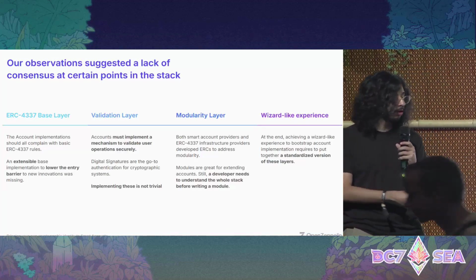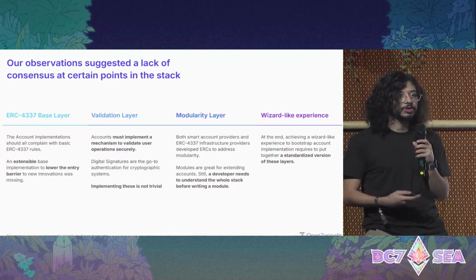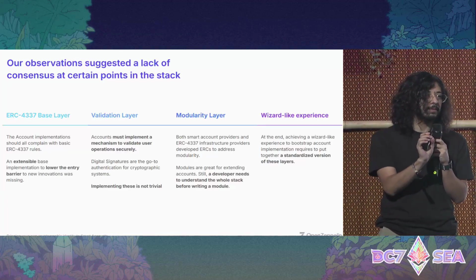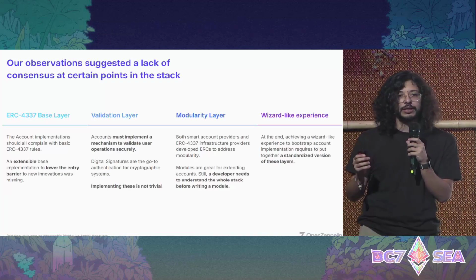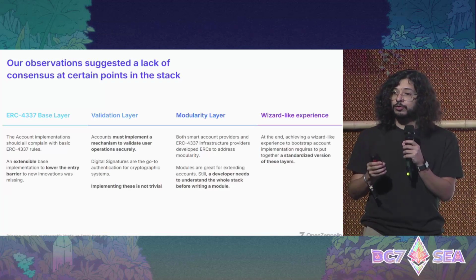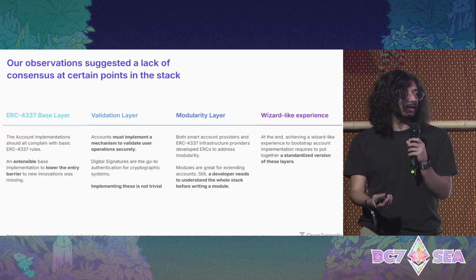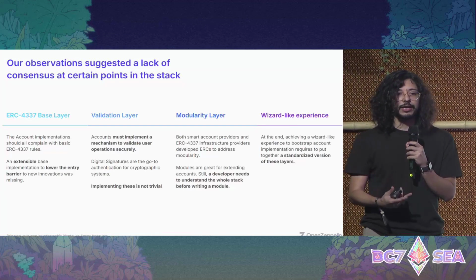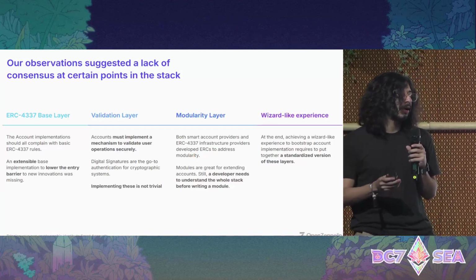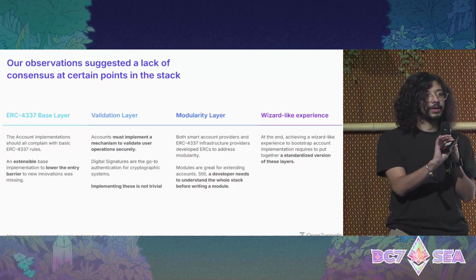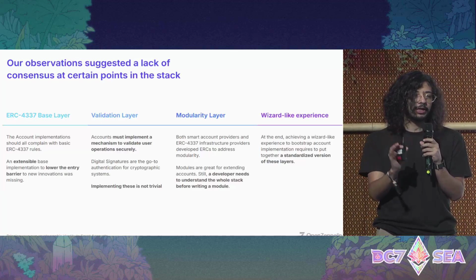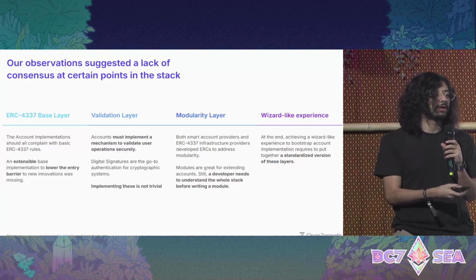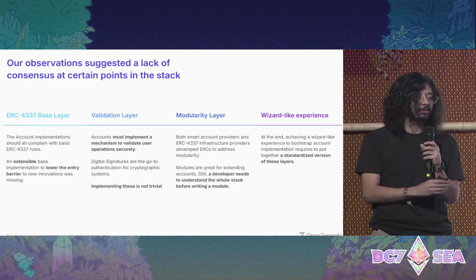Then from there, we go to the validation layer, which is the place where you put the logic to validate a transaction. If you are using a regular EOA to sign a transaction and putting it into an account, this is where the logic for validating the signature should go. We think this thin layer should also be customizable, and you should be able to bring your own functionality at this layer.